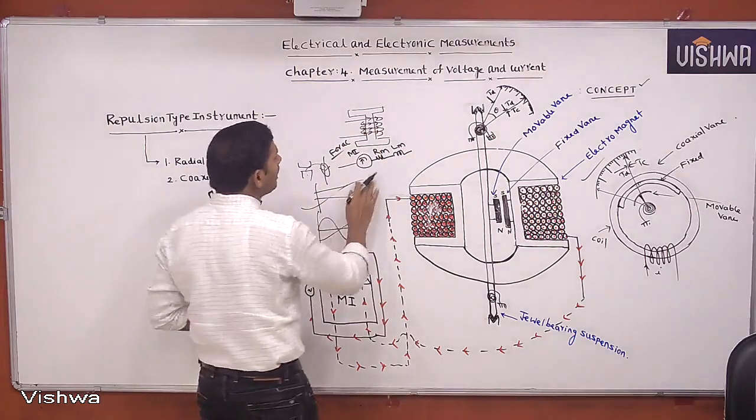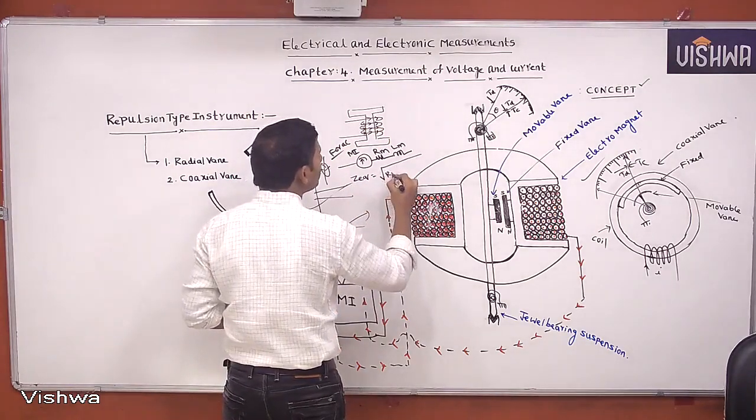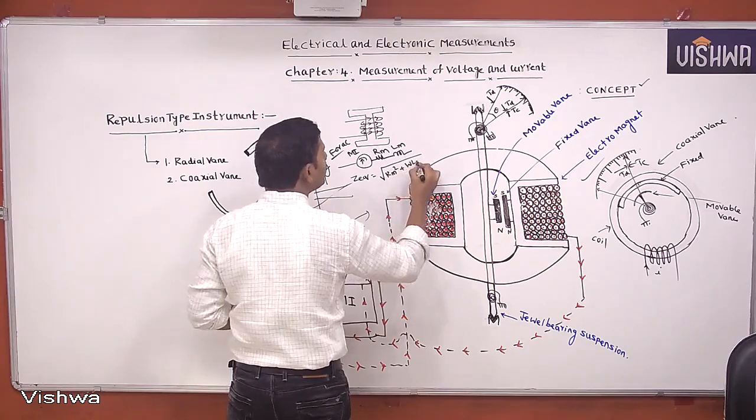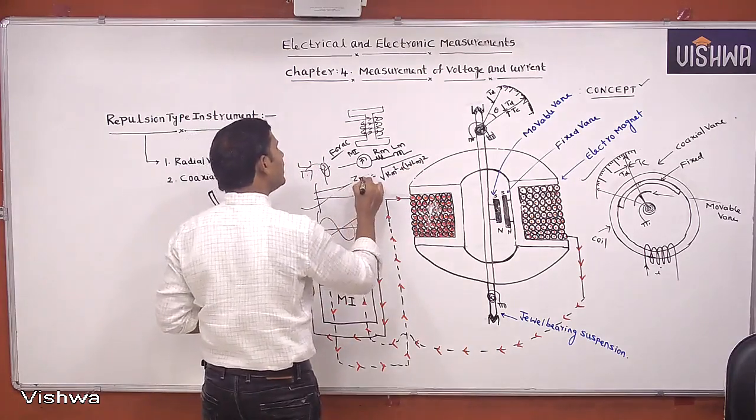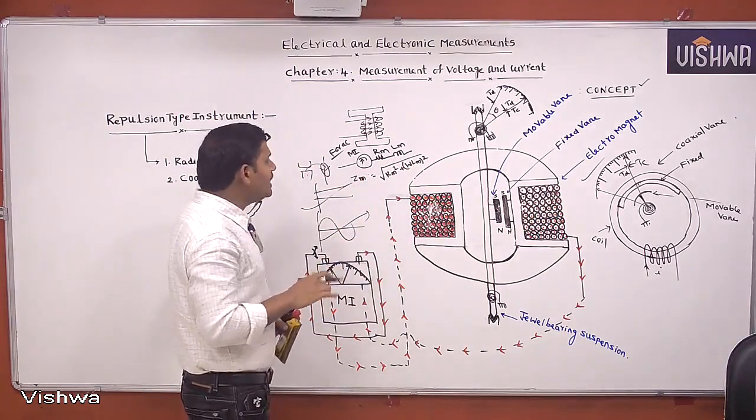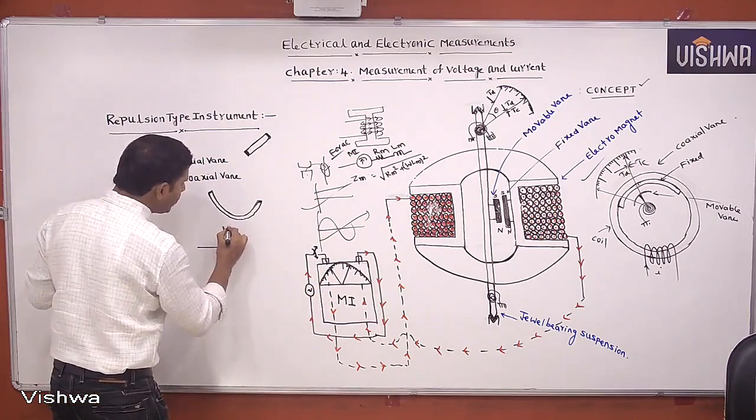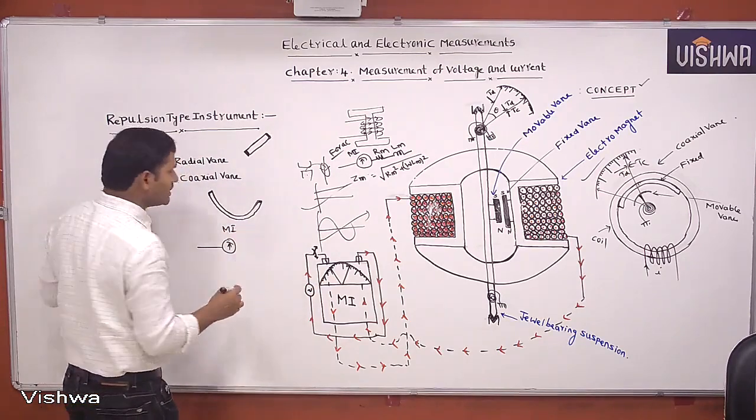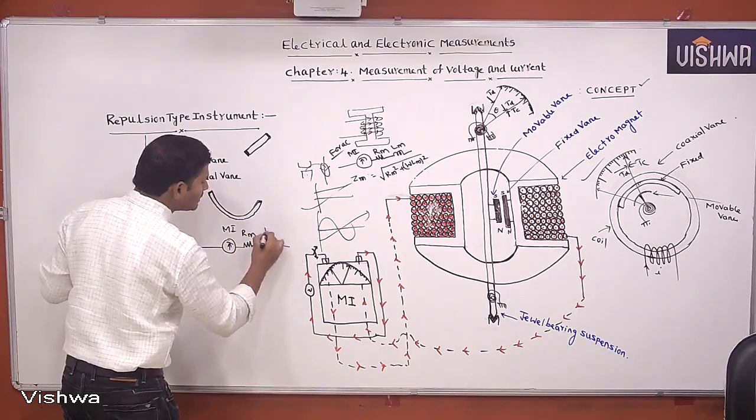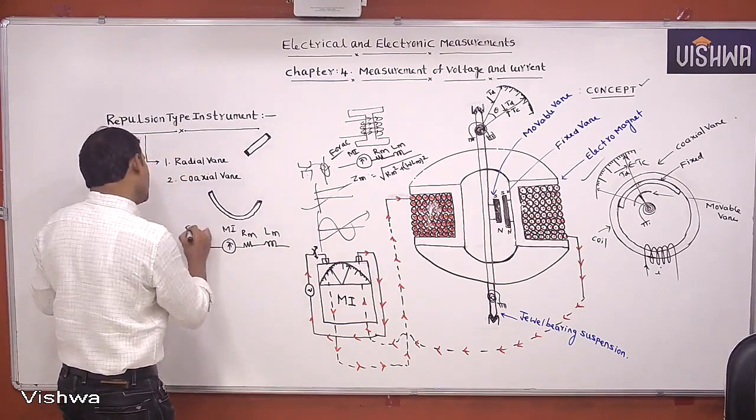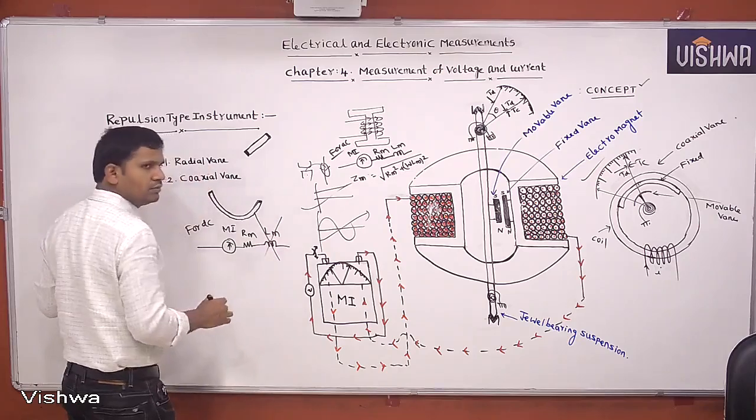Then for AC, what is the equivalent impedance? Equivalent impedance equals square root of RM square plus omega LM whole square. This is the meter impedance for AC supply. If the same instrument is used for DC, this is the MI meter movement, it may be attraction or repulsion, same concept. This is the meter resistance and this is the meter inductance. For DC supply, the reactance offered equals 0, that's why don't consider LM.